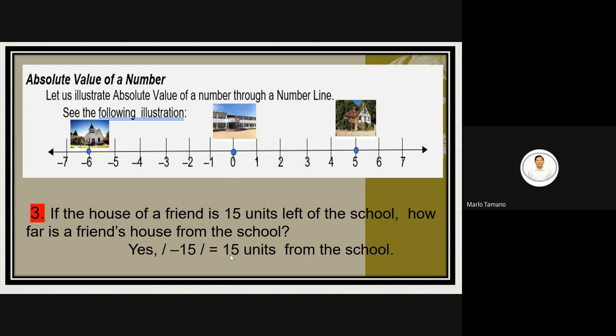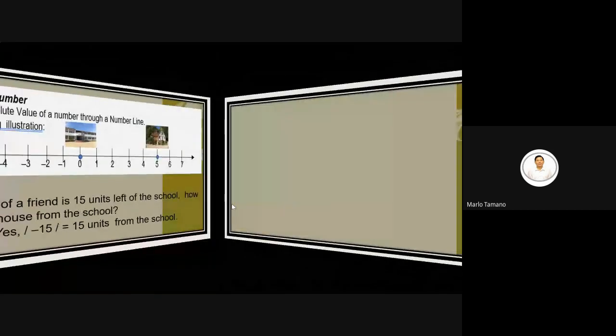Okay? Now remember, since we are talking about distance and there is no negative distance, wala po tayong utang. Okay? It is a measurement or distance from one place to another place. Naintindihan? Next is number 4.